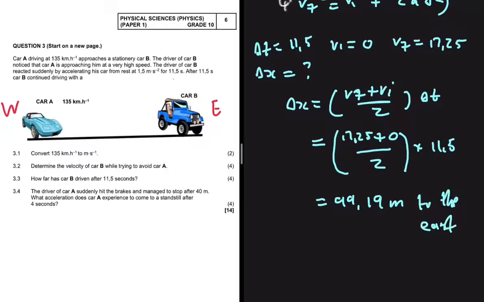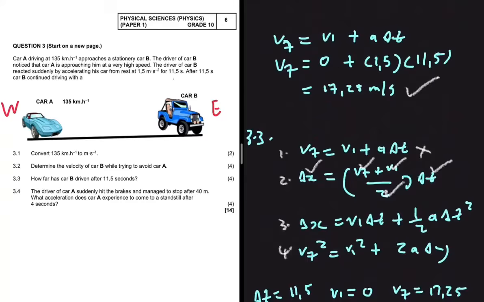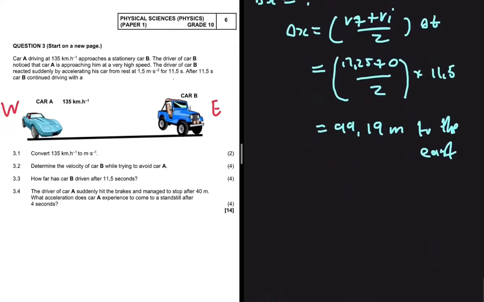Let's do the same for 3.2. Our final velocity is 17.25 meters per second to the east. That is because velocity is a vector and not a scalar. Right, let's move to 3.4.